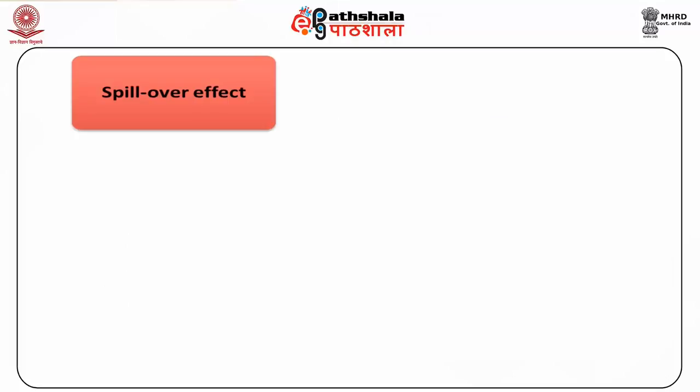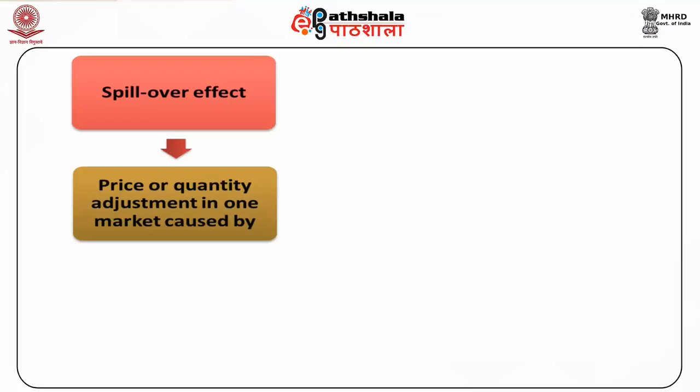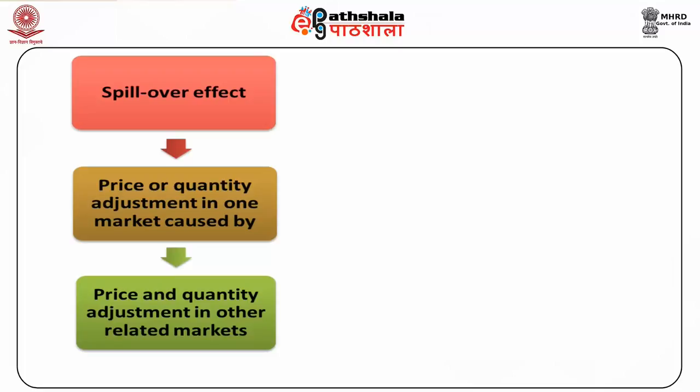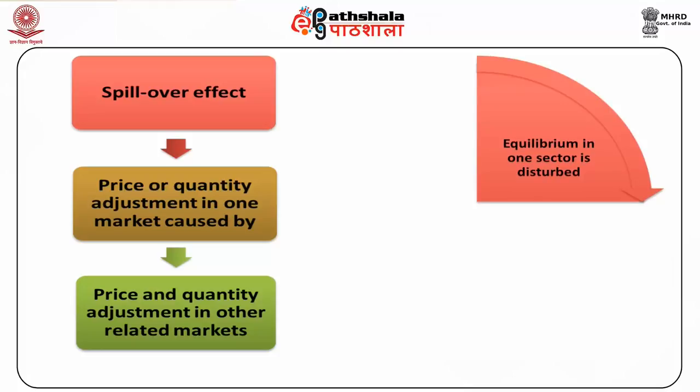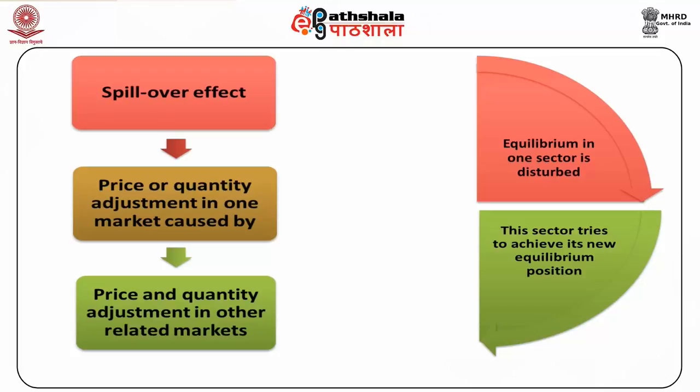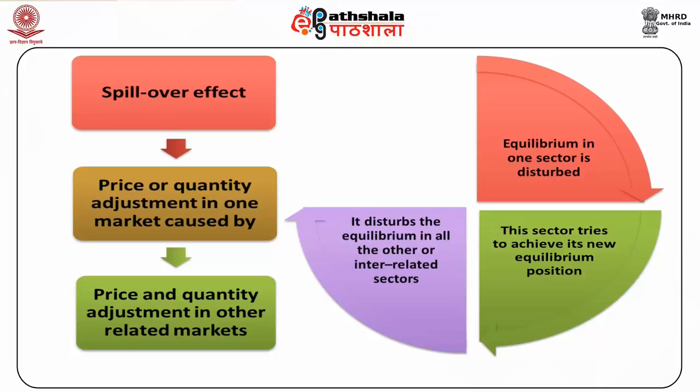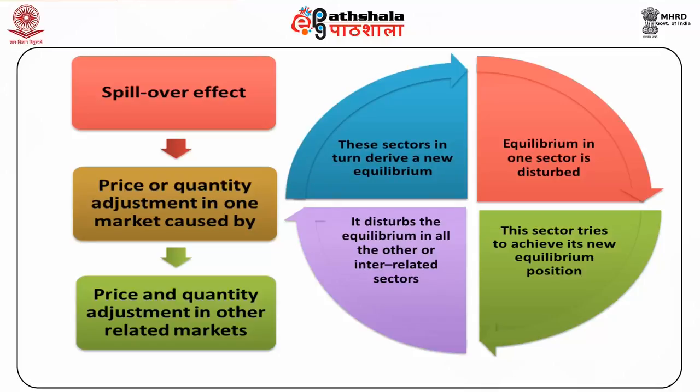Spillover effect is a price or quantity adjustment in one market caused by price and quantity adjustment in other related markets. If the equilibrium in one sector is disturbed by a policy or due to some event, then when this sector tries to achieve its new equilibrium position, it disturbs the equilibrium in all the other or interrelated sectors. And these sectors in turn derive a new equilibrium.